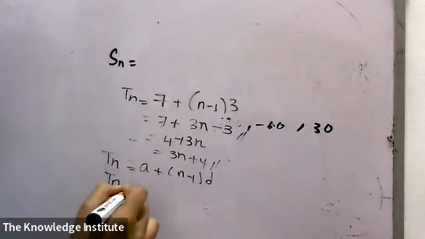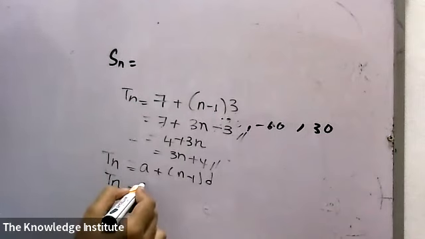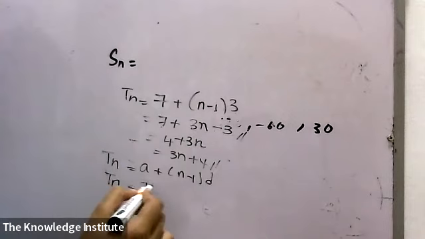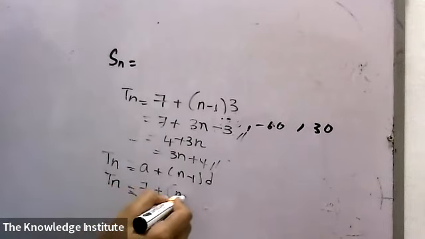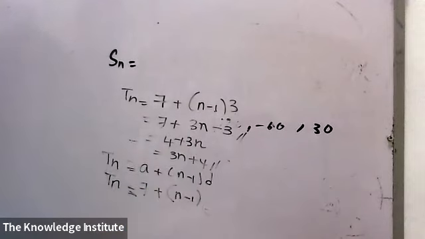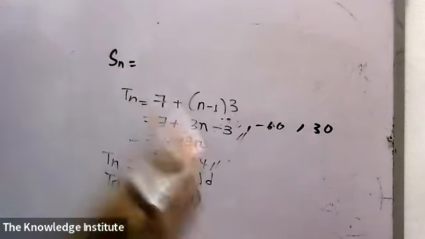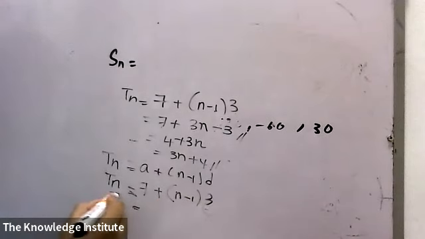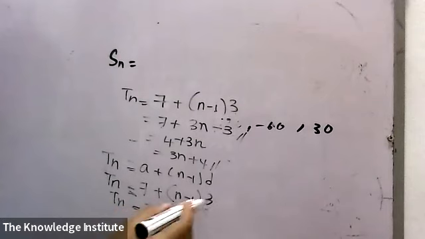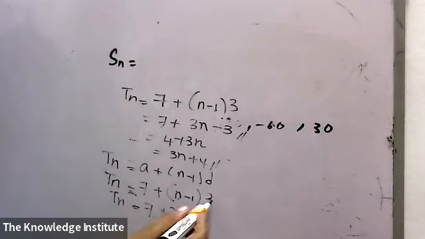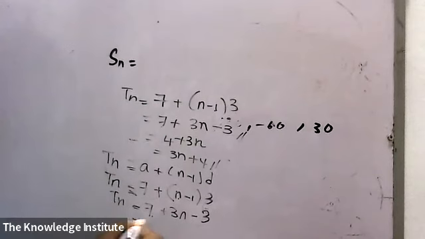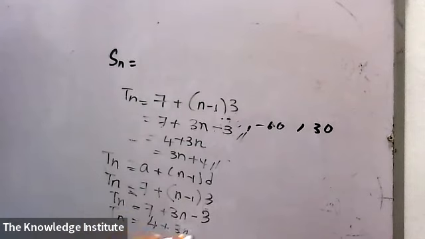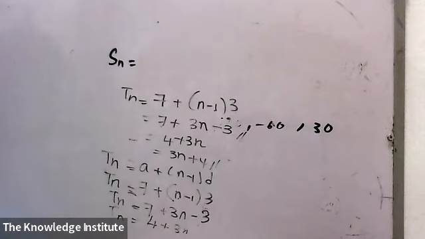Do you know the first term? Yes, 7. Do you know the n value? You don't know. So n minus 1. What is the d value? 3. Now you have to remove the bracket. Tn is 7 plus 3 into n is 3n. 3 into minus 1 is minus 3. 7 minus 3 is 4. So Tn will be equal to 4 plus 3n. Still we don't know the n value, but we have an equation. Got it?